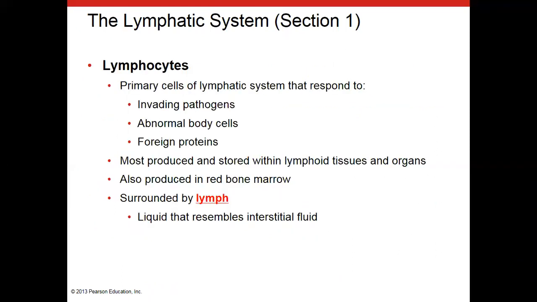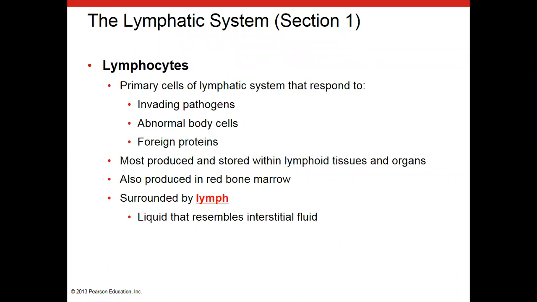So lymphocytes, again, are the major cells of the lymphatic system. We identified these cells when we talked about blood in the last unit. These lymphocytes defend against any invading pathogen like viruses, bacteria or parasites, or any abnormal body cells like cancerous or mutated cells, or foreign proteins called antigens. We're going to talk about what an antigen is, because lymphocytes recognize antigens as non-self.